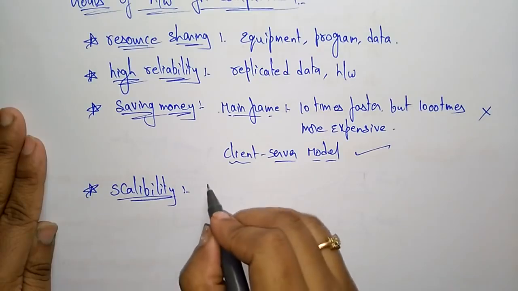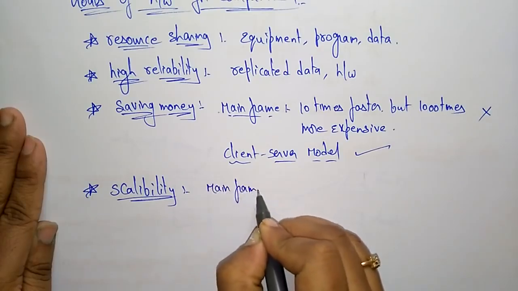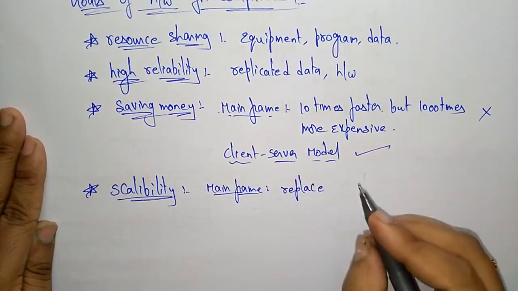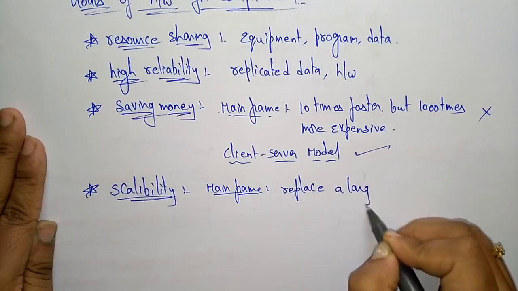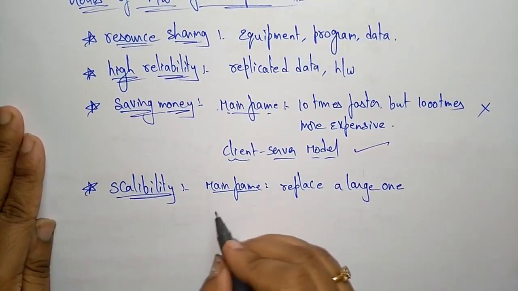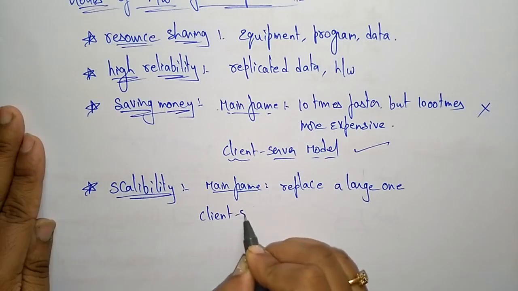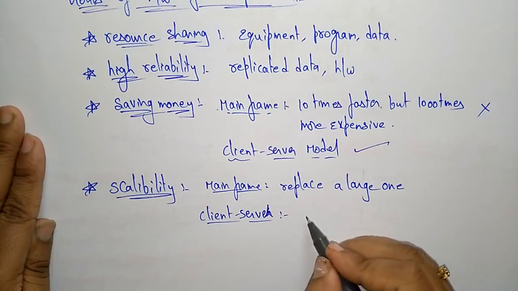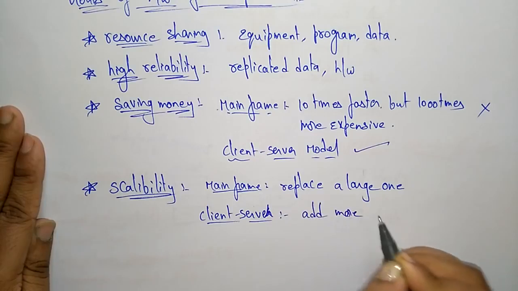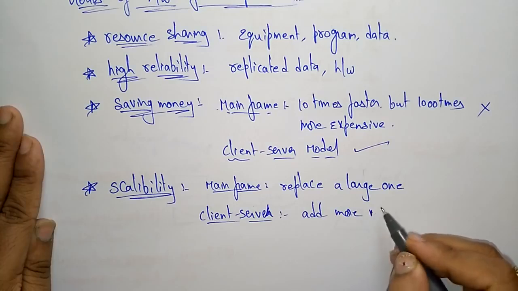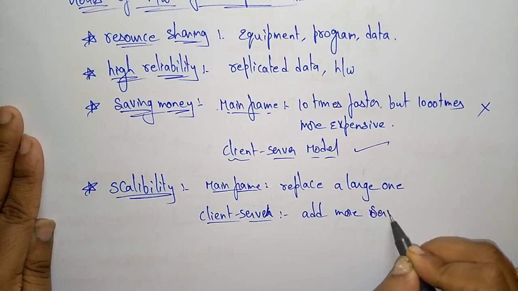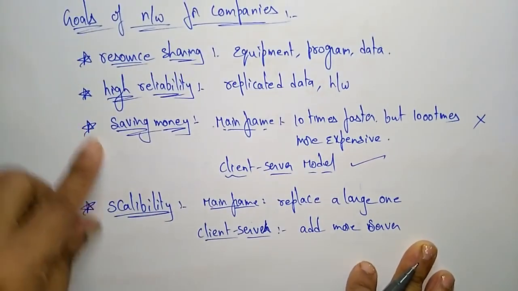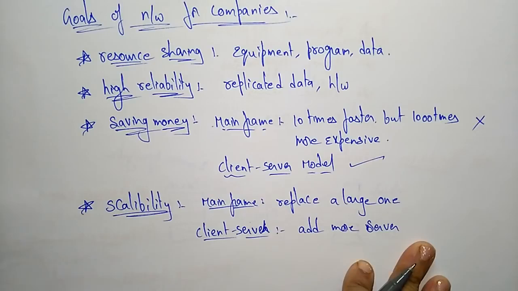Scalability. If you take the mainframe, what will be its scalability? If any damage occurs, you have to replace a large one, so it is more expensive. If you go for the client server model, you can add more servers. If one server is not working, you can add more servers. If you want to increase the performance, you can add more servers. So these are the goals of network for companies in business application areas.